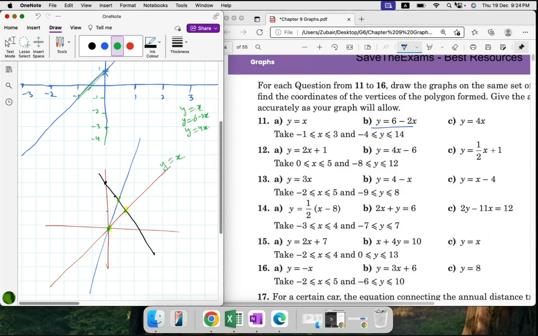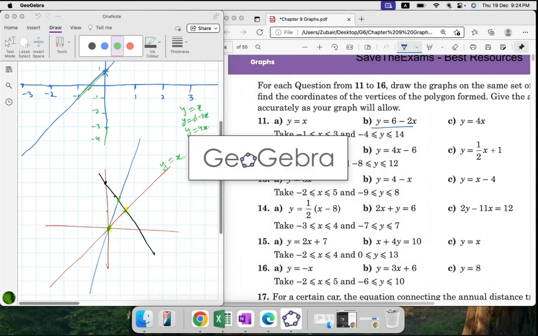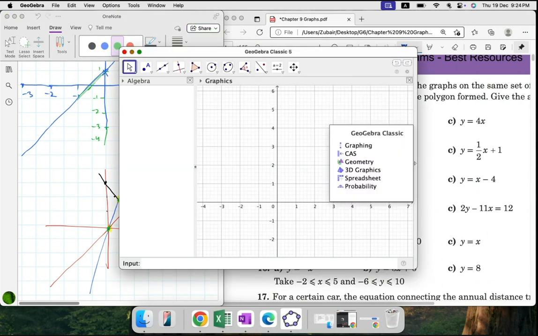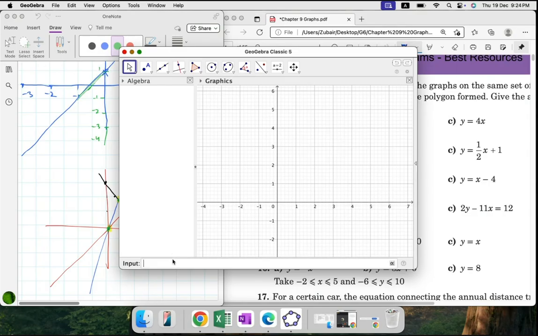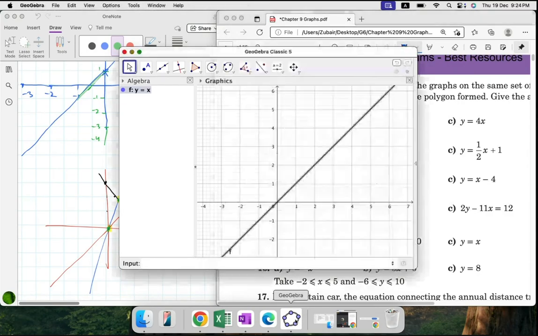So I'm using the same software for now. This is y = x, the first line. Second is y = 6 - 2x.